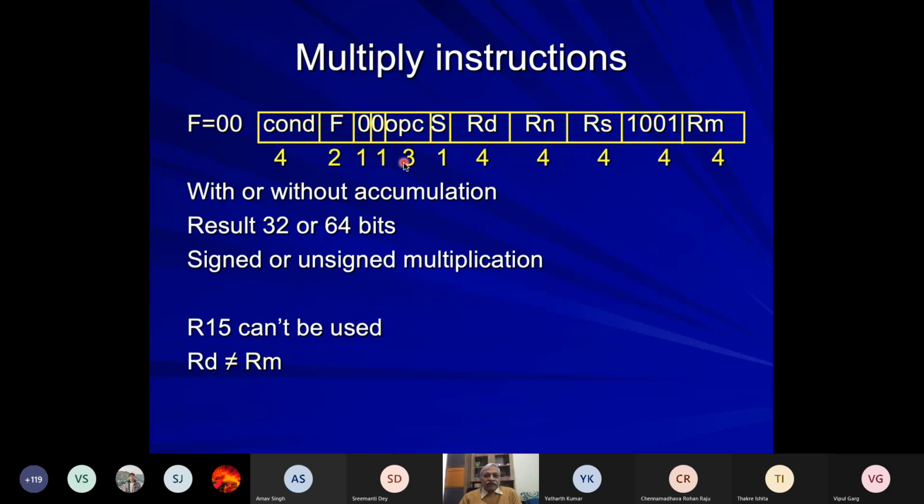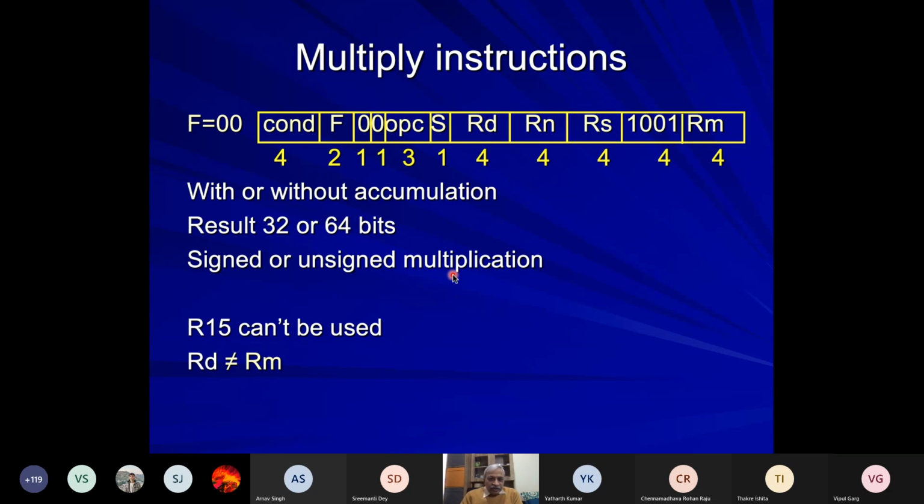So multiply instructions include multiplication with accumulation, without accumulation. Whether the multiplication produces 32-bit results or 64-bit results. Whether it's a signed multiplication or unsigned multiplication. So there are actually a group of something like 8 instructions captured by this opcode, which are represented in this manner.